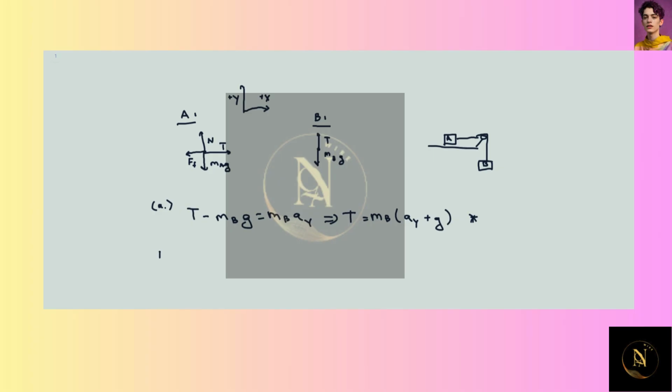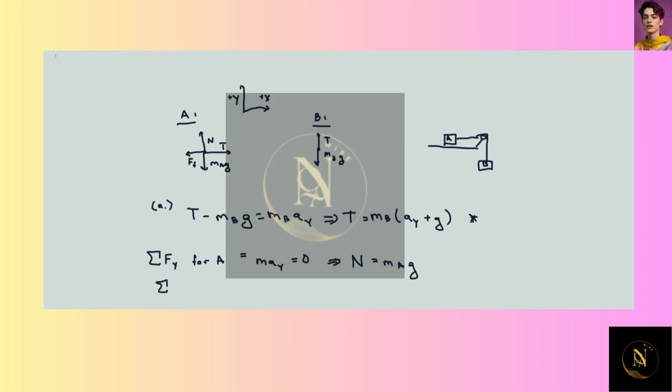Now, the sum of the forces in the y direction for A is equal to mass times acceleration in the y direction for A, which is 0 because block A is not leaping off the table. That directly leads to the fact that the normal force is equal to the mass of A times g. And so we get that from Newton's second law in the y direction for A.